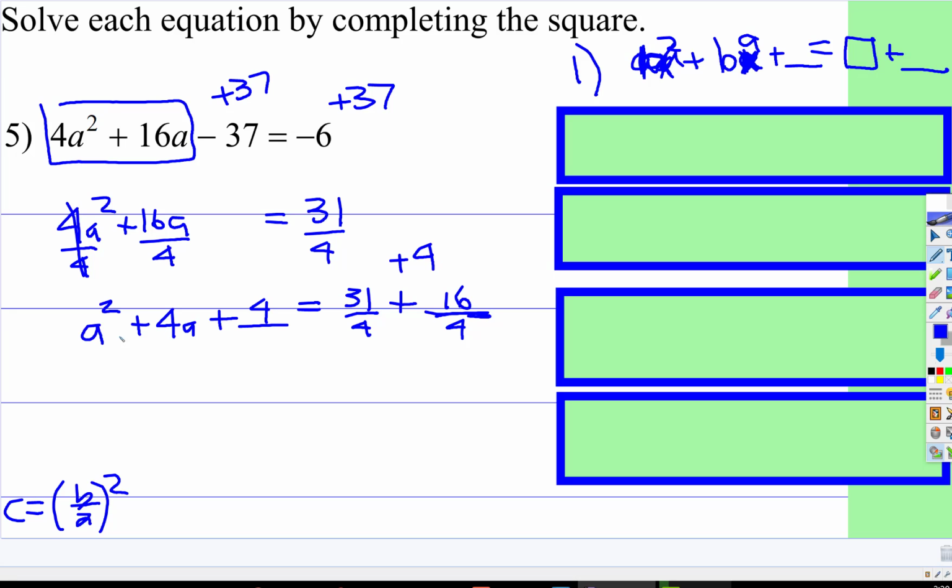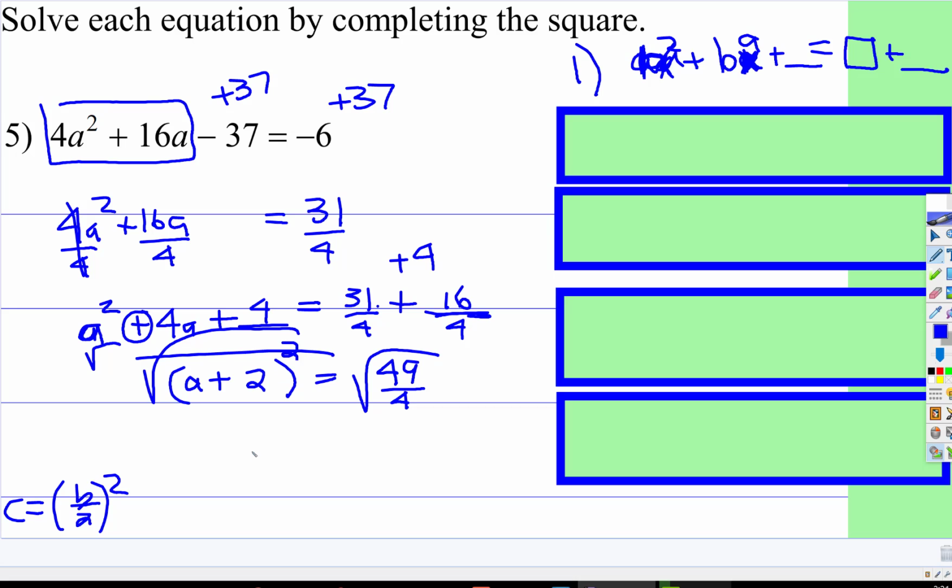And then remember, once this is a perfect square trinomial, you take the square root of the first term, you take the first operator, you take the square root of the second term, and that becomes a binomial squared. 31 plus 16 is 49. So you have 49 fourths. Now square root of both sides. The square root of something squared, that cancels to a plus 2.